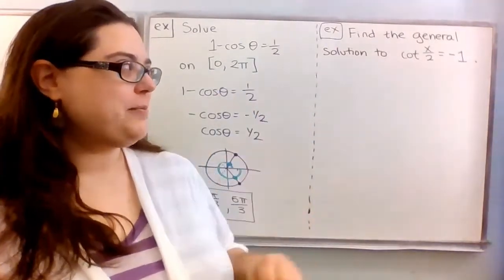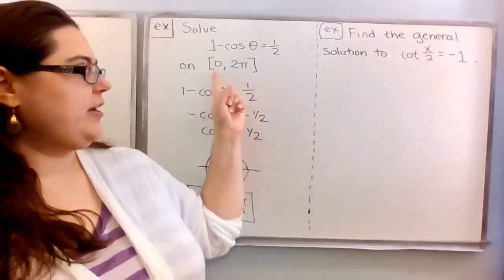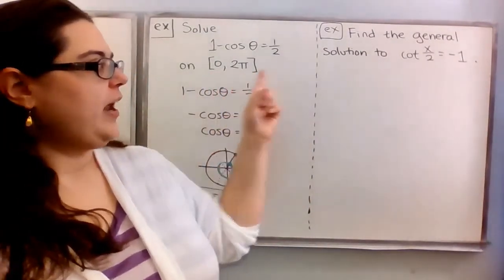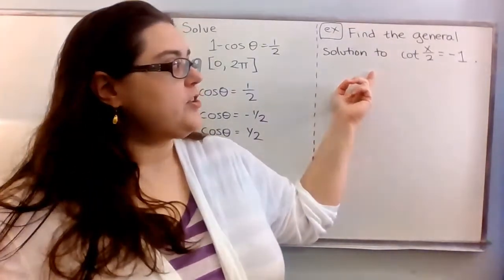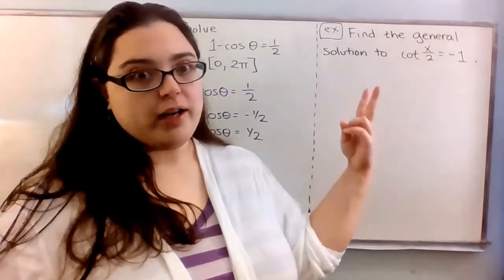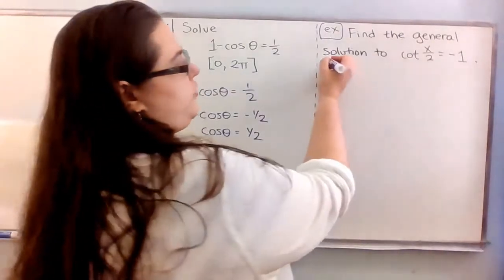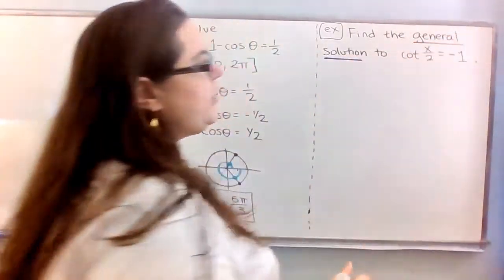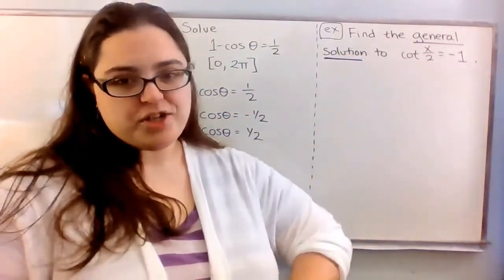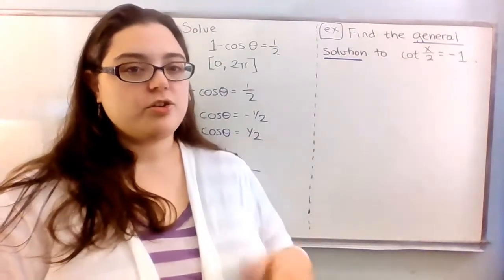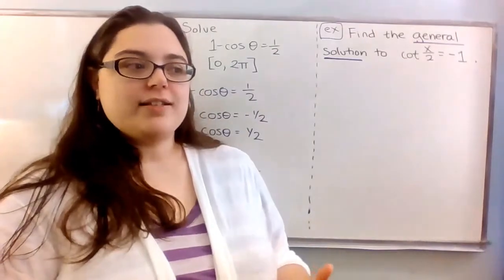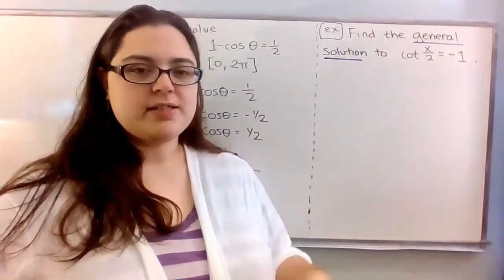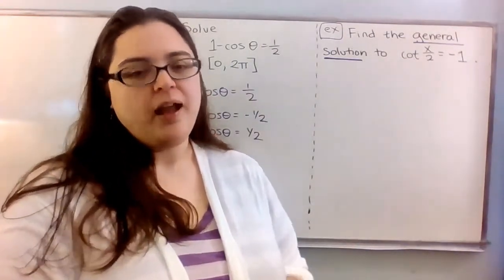So the big important difference is that this one we had a specific interval, and this one we don't have that interval. So the second important information here is that we're looking for a general solution. So when you're looking for a general solution, what that means is you're going to need to write your solution as a set and you're going to need to list out all possibilities that theta can be.